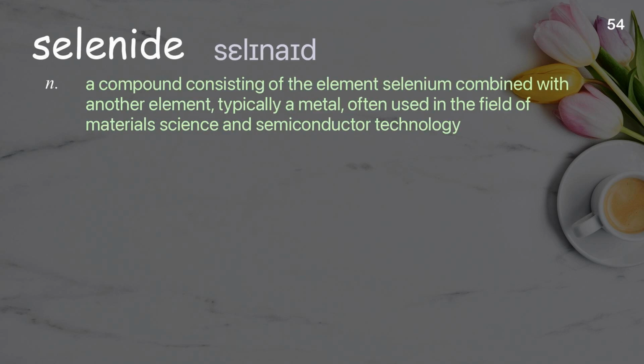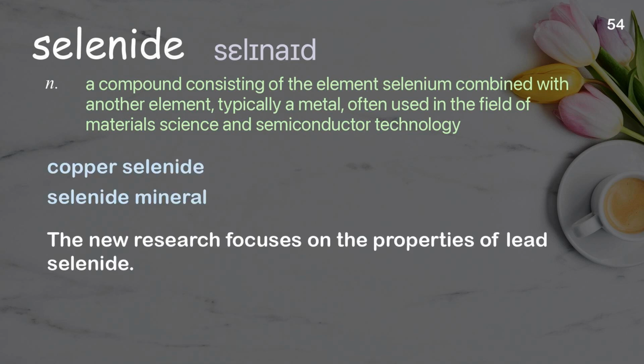Selenide. A compound consisting of the element selenium combined with another element, typically a metal, often used in the field of materials science and semiconductor technology. Examples: copper selenide. Selenide mineral. The new research focuses on the properties of lead selenide.